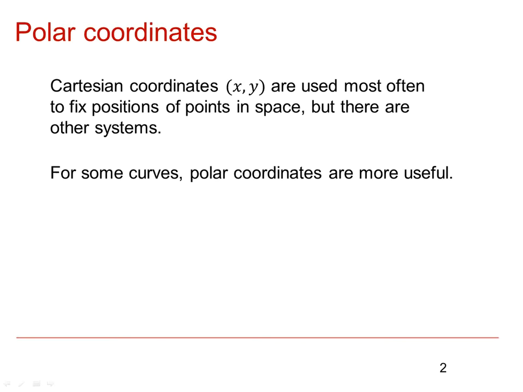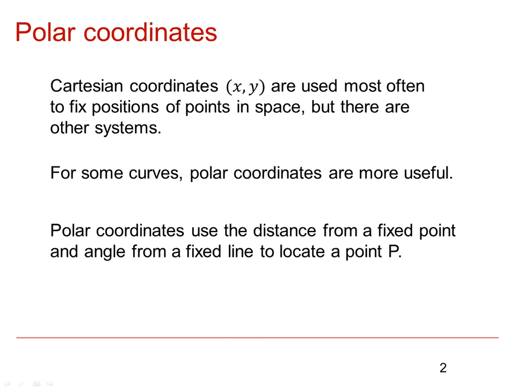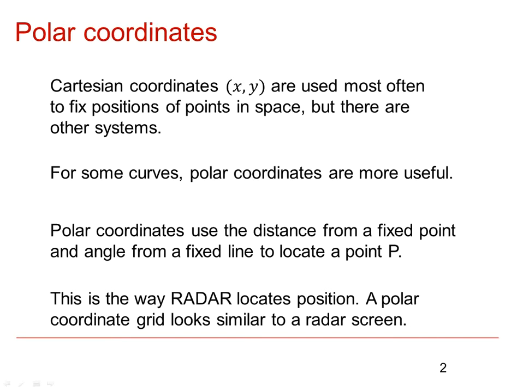In polar coordinates, the coordinates are the distance from a fixed point and the angle from a line. This is very similar to the way that radar works, and in fact the polar grid that we use looks similar in some ways to a radar screen. So we're fixing points on the plane by two coordinates: the distance from a fixed point and the angle from a fixed line.